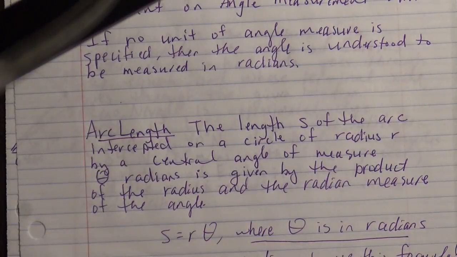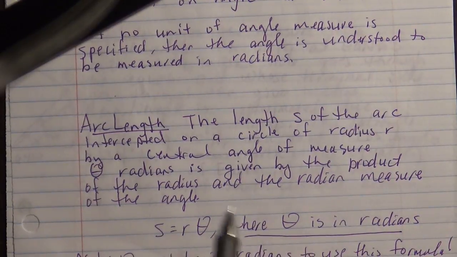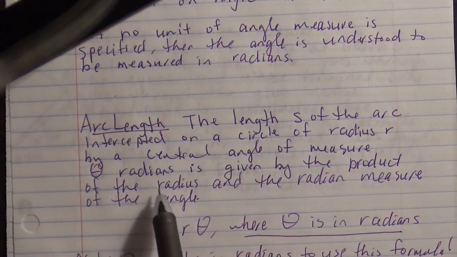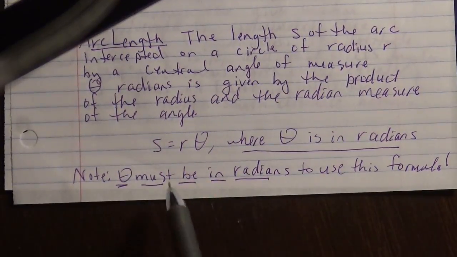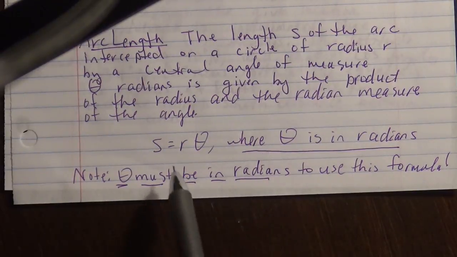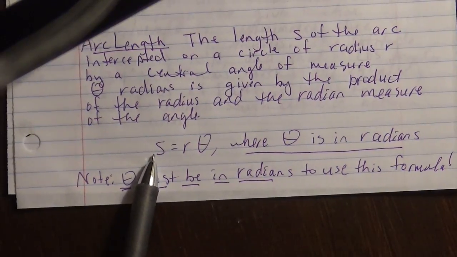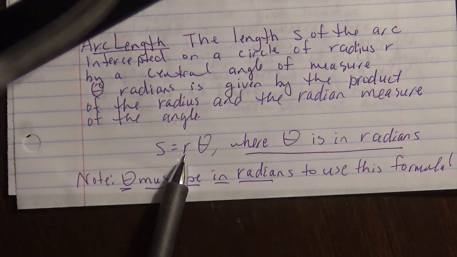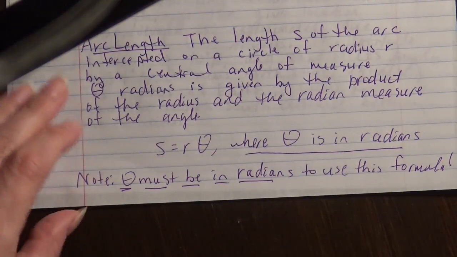So the length S of the arc intercepted on a circle of radius r by a central angle of measure theta radians is given by the product of the radius and the radian measure of the angle. So that gives us this formula, S equals R times theta, where theta is in radians. It's very important: theta must be in radians before you can use this formula. So S is your distance, R is your radius, theta is your angle, and it has to be measured in radians. All right, and I think we're ready to look at an example.